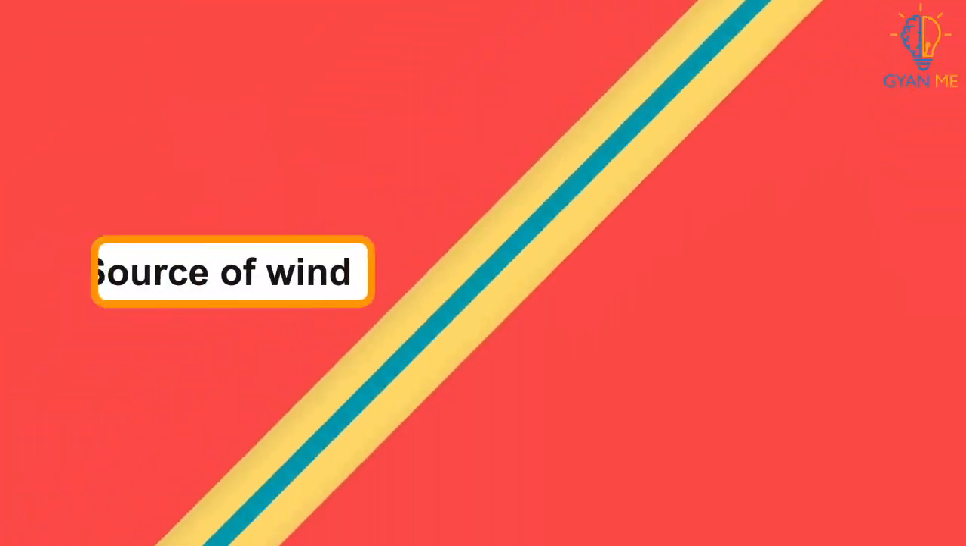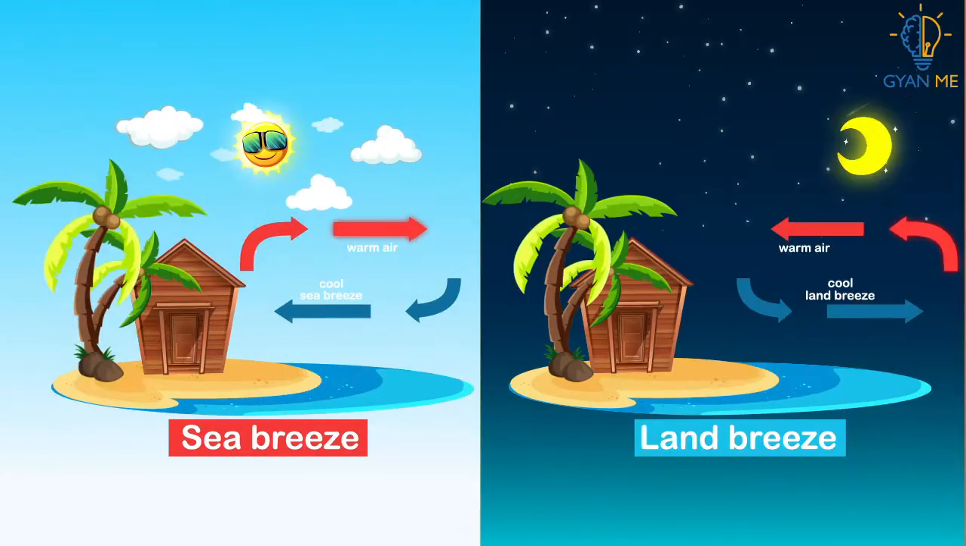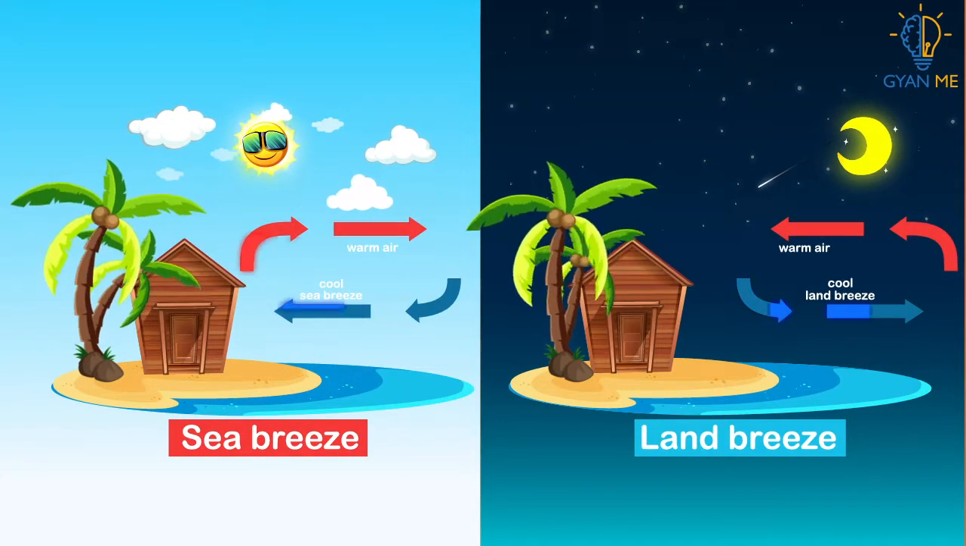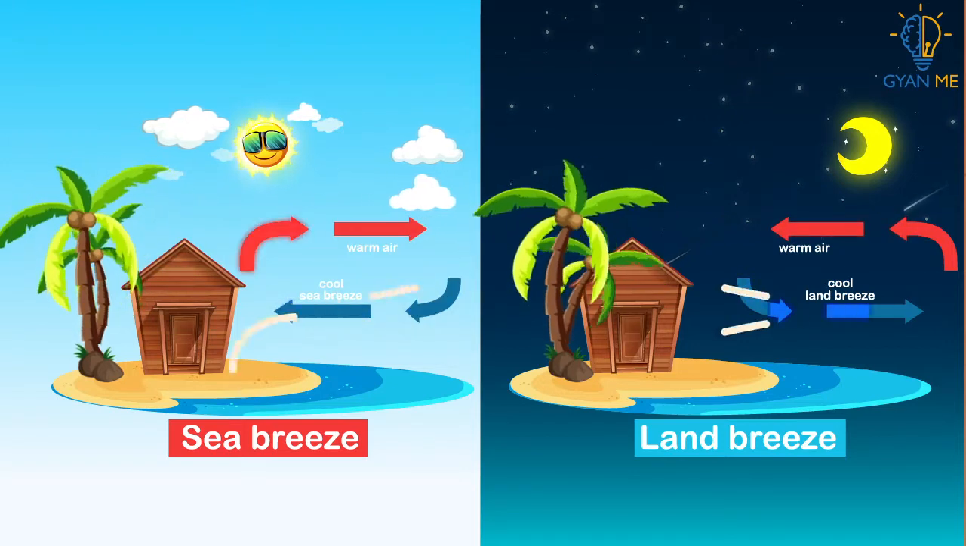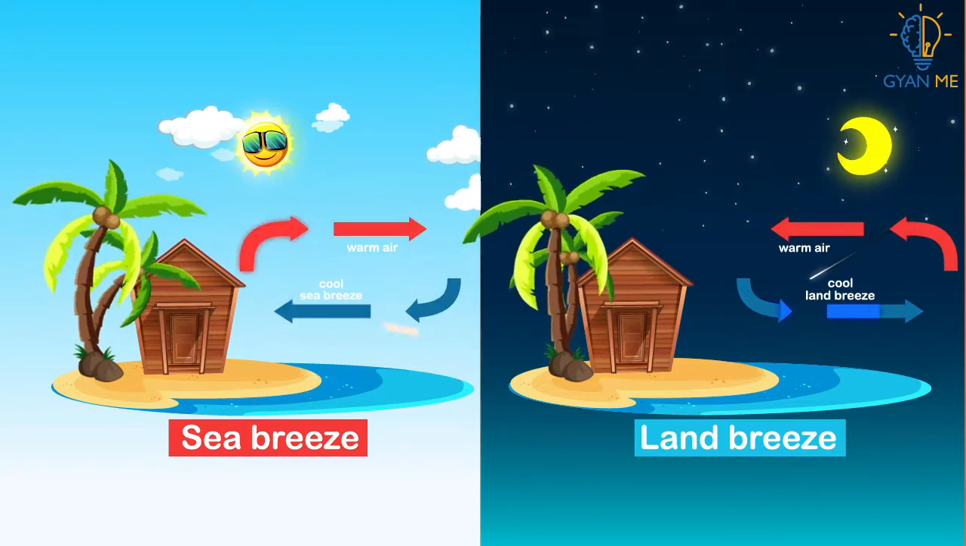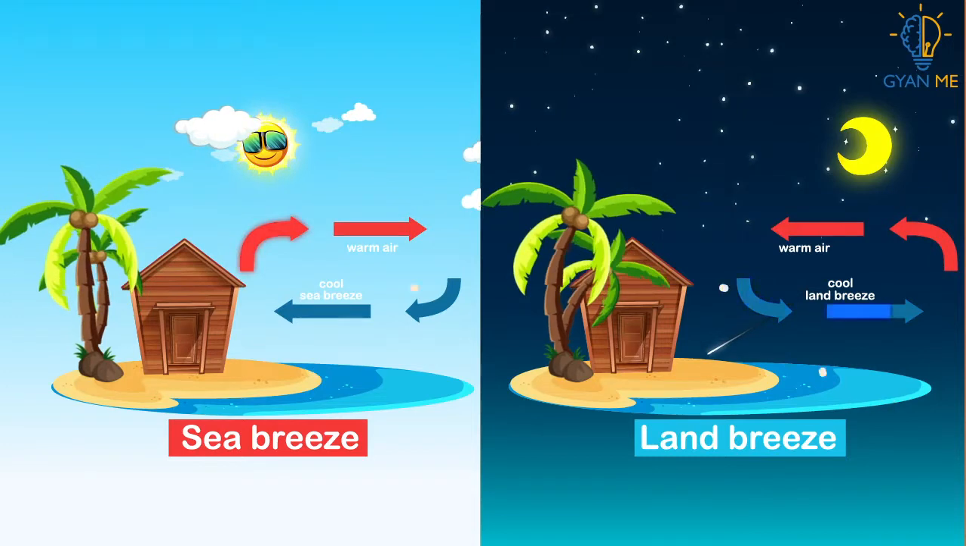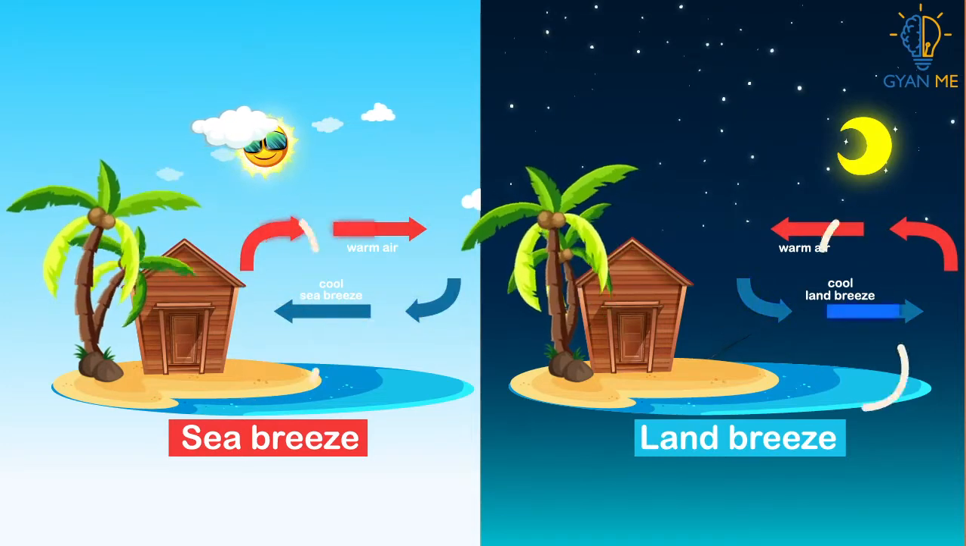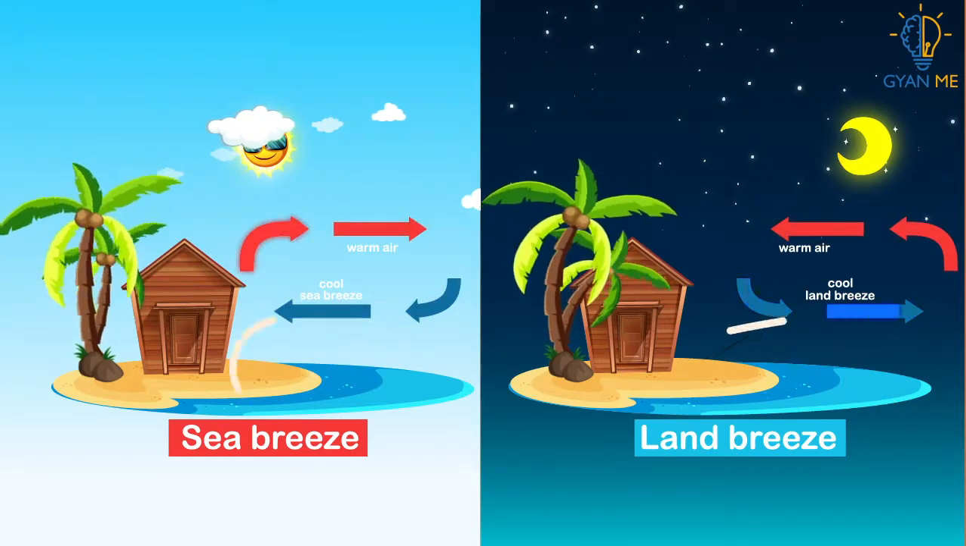Can you think of the source of wind? Let us see. In our previous class, we saw that unequal heating of the land mass and water bodies by solar radiation generates air movement, which causes winds to blow. What do you think? Can we use this wind for a purpose?